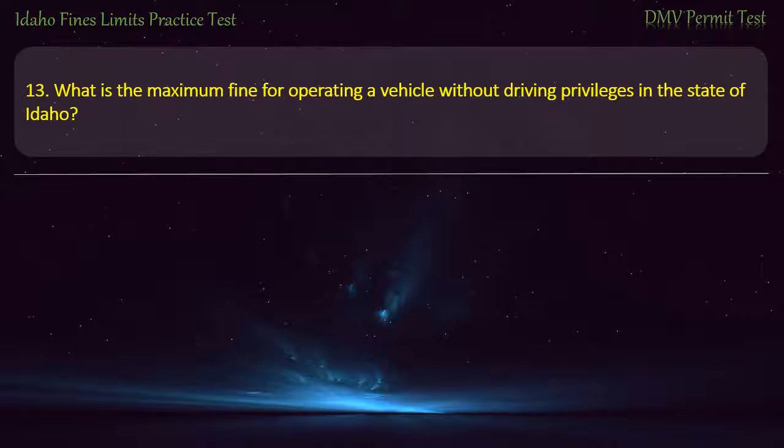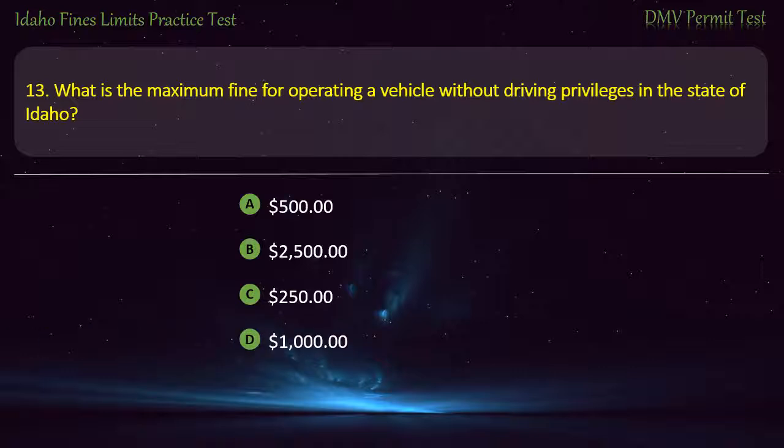Question 13. What is the maximum fine for operating a vehicle without driving privileges in the state of Idaho? $500, $2,500, $250, $1,000. Answer. $1,000.